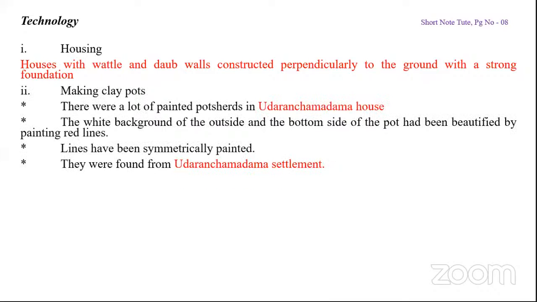Making clay pots. There were a lot of painted potsherds in the Udaranchamadam house. So what is the Udaranchamadam house? That was the ruins of the only house of the protohistoric man that we have found. It was found from the Udaranchamadam settlement belonging to Ratnapura district. From there we have found a lot of parts of clay pots. The white background of the outside and the bottom of the pot had been beautified by painting in red color, and lines have been symmetrically painted.